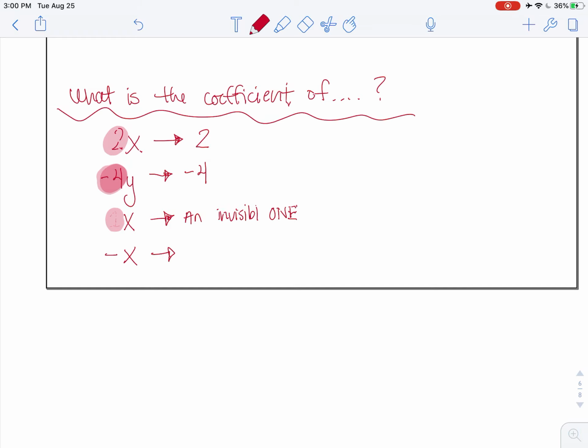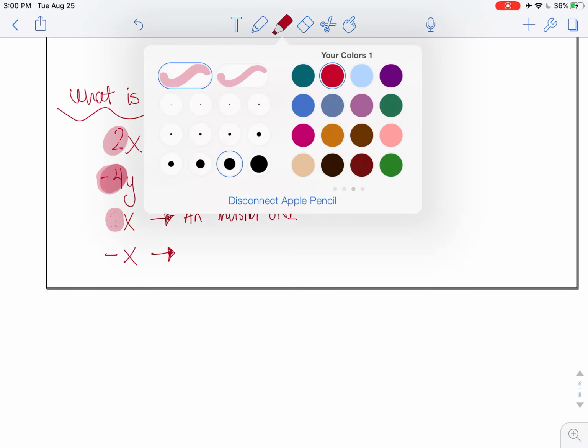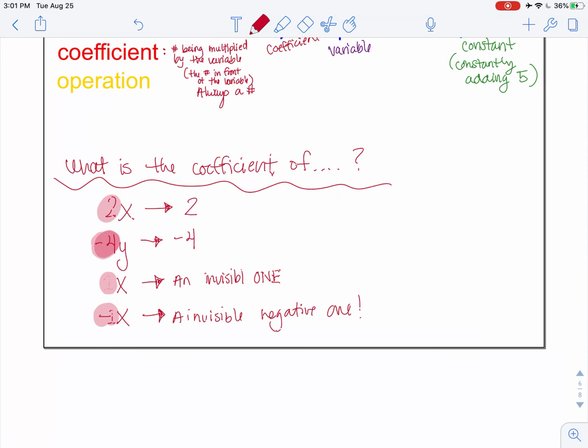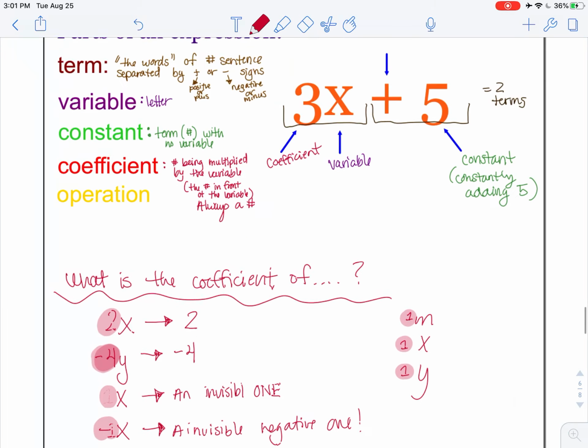But what if I have negative x? What is the coefficient of negative x? It's the same thing, but a little bit different. This time, it is that invisible negative 1. So your coefficient is never a 0 unless nothing's there. If not, like unless no variable or anything is there. If you just have m, x, y, these are all invisible ones. You'll just never see it written that way.